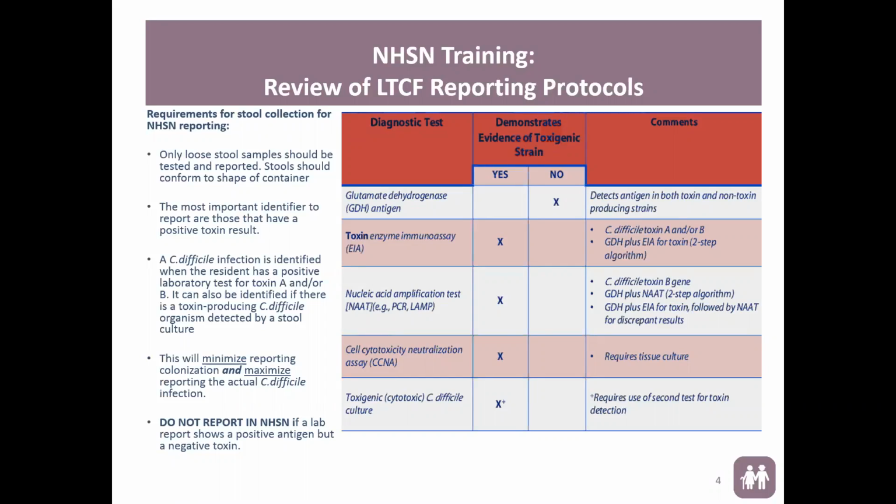The C. difficile infection is identified when the resident has a positive laboratory test for toxin A and/or B. It can also be identified if there's a toxin-producing C. difficile organism detected by a stool culture. Do not report in NHSN if a lab report shows a positive antigen but a negative toxin.